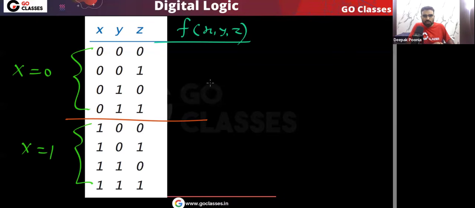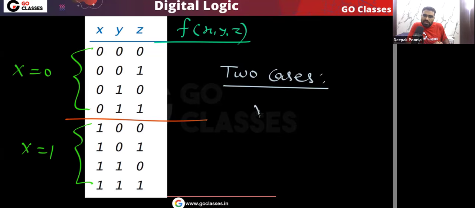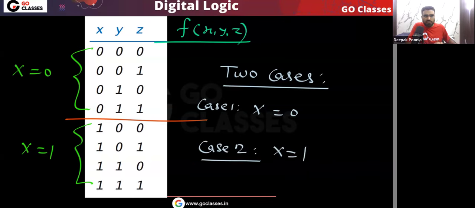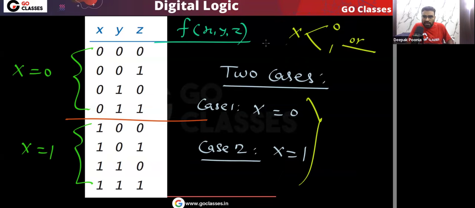So did you notice that I can divide the truth table into two cases? One case is x equal to 0, another case is x equal to 1. So very simple, I can create two cases. One case will be x equal to 0, this will be case 1. And another case will be x equal to 1. Do you agree with me? And this makes sense. Why does this make sense? Because x is a Boolean variable, so either it can be 0 or it can be 1. There is no other value. Any Boolean variable you take will be either 0 or 1.